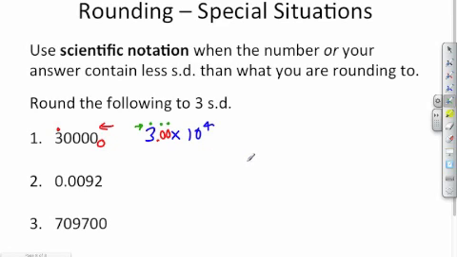Example number 2, 0.0092. Decimal is present. Start on the Pacific side. First non-zero digit is the 9. That and anything that follows is significant. So in this number, I have just 2 significant digits, but I'm asked to round to 3. Pretty impossible the way I have the number written right now. But what I'm going to do is take this 0.0092 and convert it to scientific notation, so it becomes 9.2 times 10 to the minus 3rd.